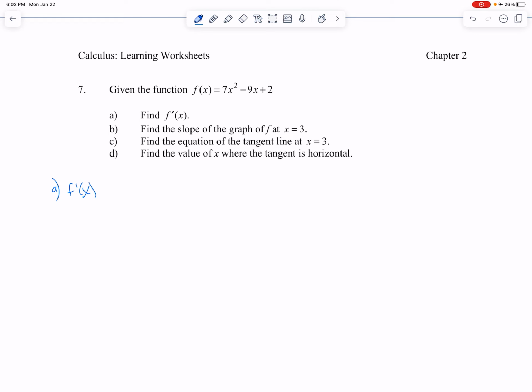So we'll start with bringing down that 2 times 7x, 2 minus 1, minus derivative of 9x is 9, and derivative of 2 is 0. So we've got 14x minus 9. That's our derivative.